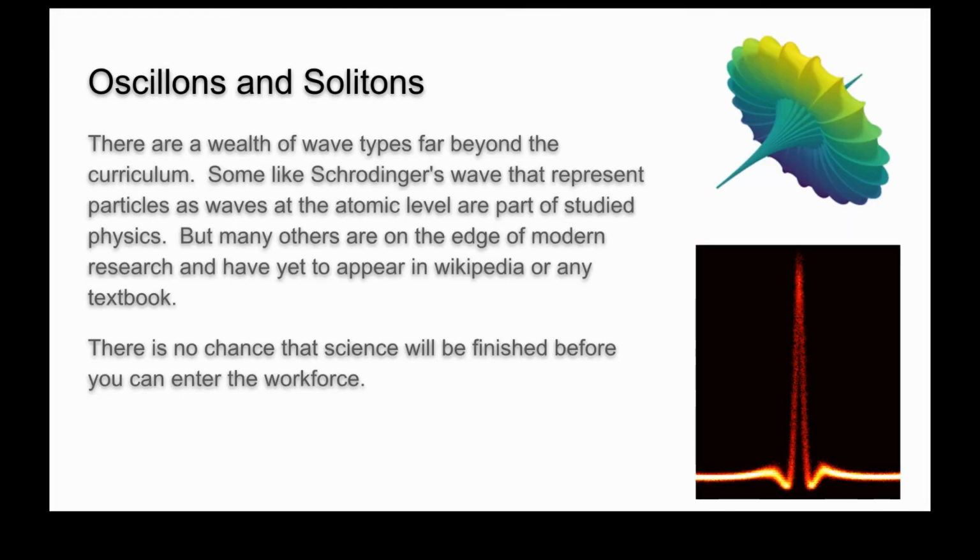There are a wealth of other types of waves far beyond the curriculum, like oscillons and solitons. Some, like Schrodinger's wave, that represent particles as waves at the atomic level, are currently part of studied physics, but many others are at the edge of modern physics. So an actual electron might be represented by this. This means no matter how worried you are, there is no chance that you'll hit university and go, I want to major in physics, and they're like, oh, they finished yesterday. There's always more cool stuff out there to be discovered.